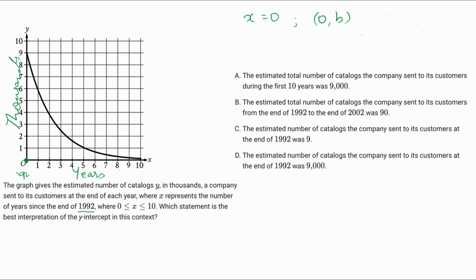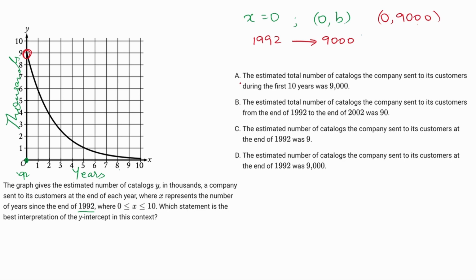So let's look at the curve here. The curve intersects the y-axis at x equal to 0 at this point here, that is 9. So here the y-axis has the units in thousands. So the 9 over here represents 9,000 and not 9. So let's write that in our y-intercept form. We have (0, 9,000). So what it means is when x is equal to 0, it represents our initial year, that is 1992, and it means that the estimated number of catalogs sent to the customers is 9,000 for that year.